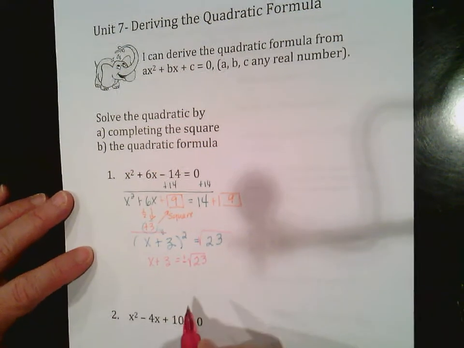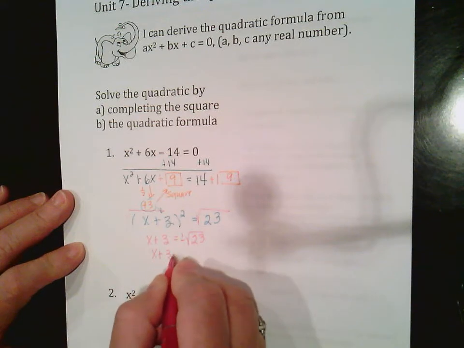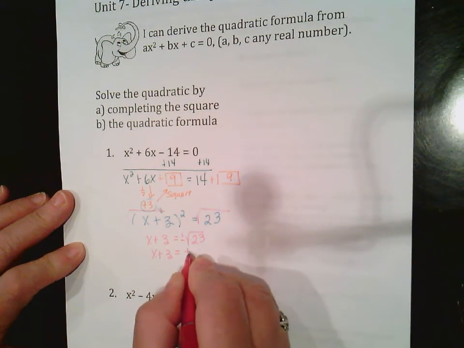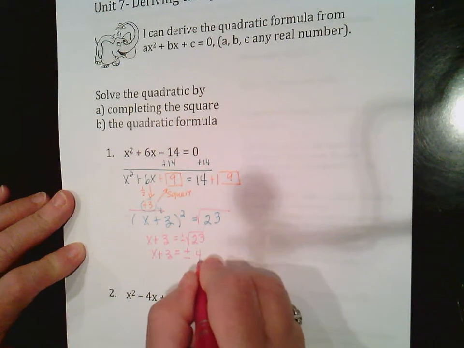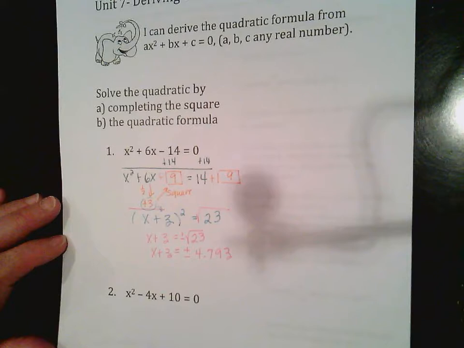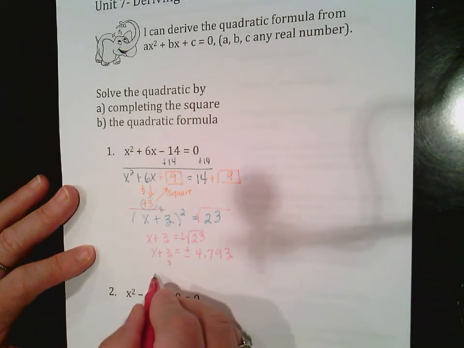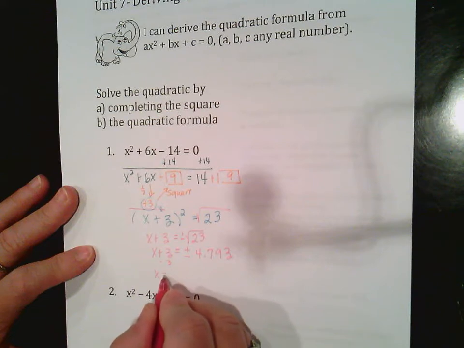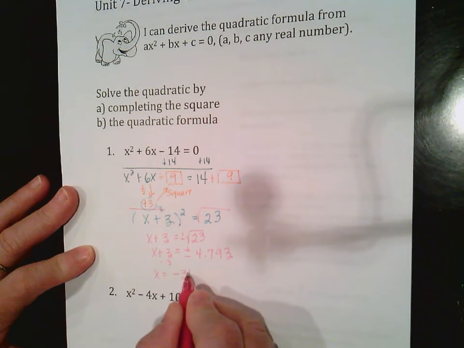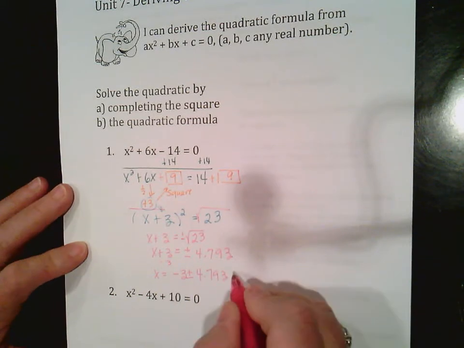And the square root of 23 is going to be plus or minus 4.796, and I'm going to go 3 decimal places. And then I'm going to subtract 3 from both sides. So I have x equals negative 3 plus or minus 4.793. Now that's really two different things.